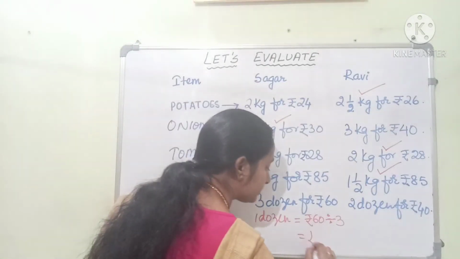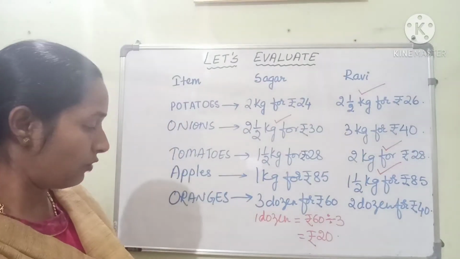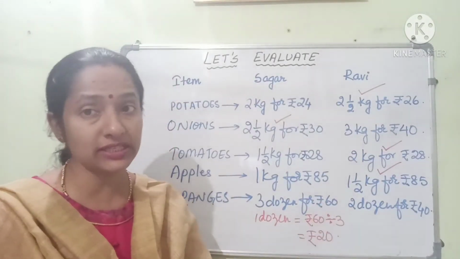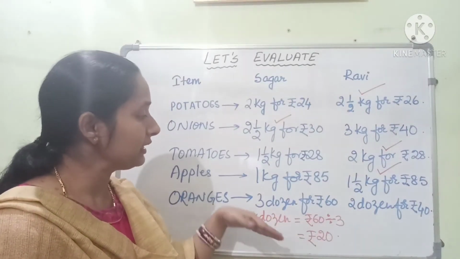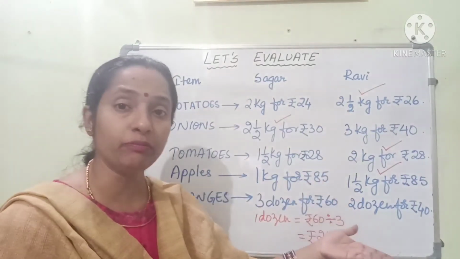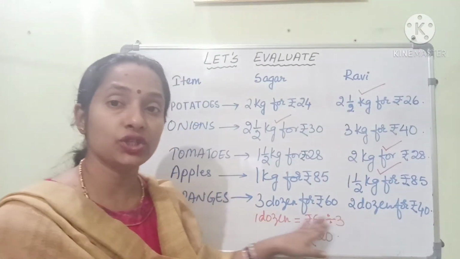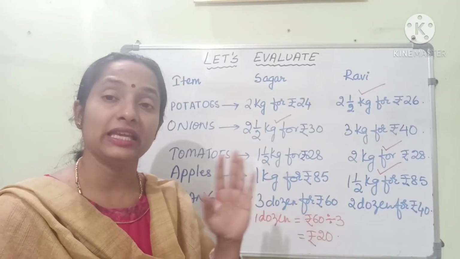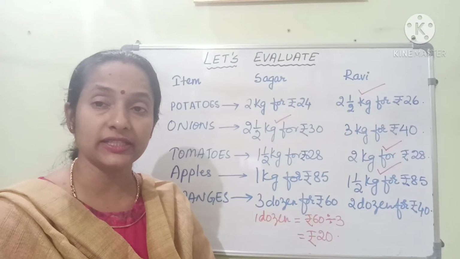You will get 20, isn't it? Now if 1 dozen is 20 rupees, then how much will be 2 dozen? 2 dozen will be 40 rupees. This means at what price per dozen Sagar bought the oranges, at the same price Ravi also bought the oranges. So both of them bought the oranges for the same price, 20 rupees per dozen.